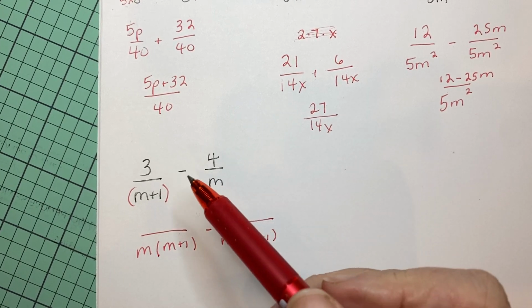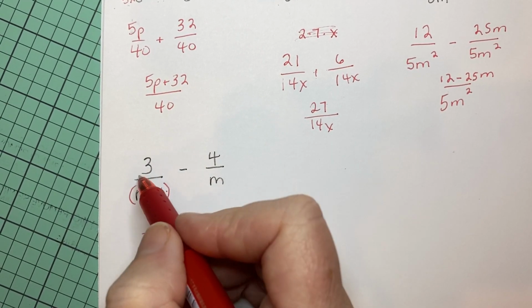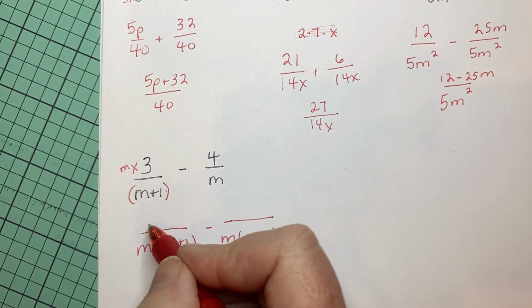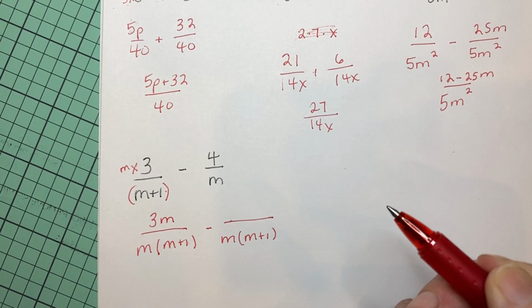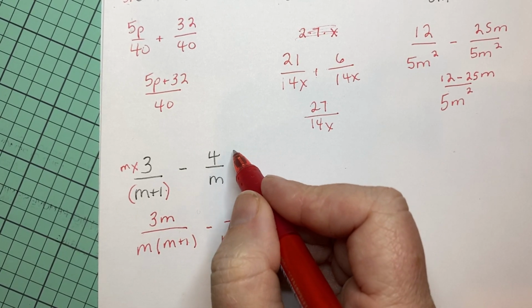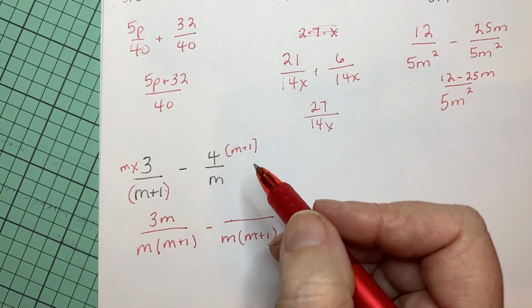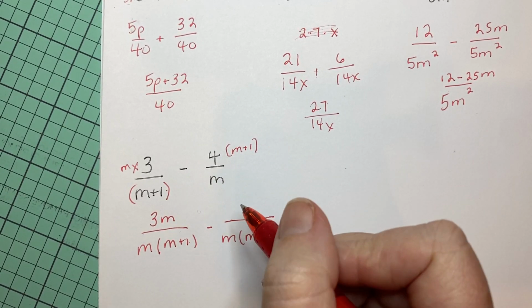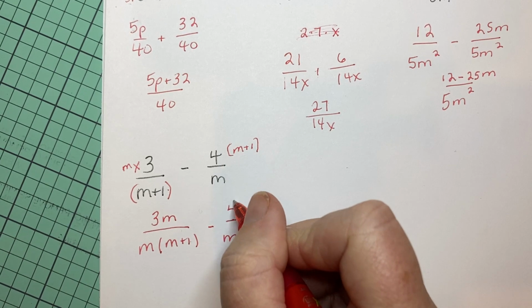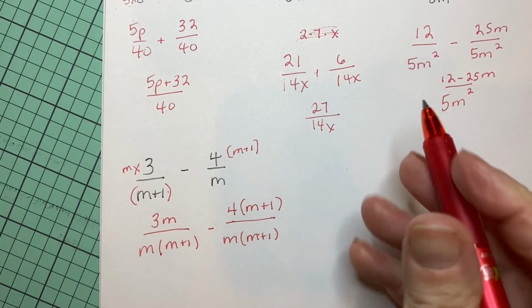And then we're going to compare. To get from here to here, do you see we're missing the m? So I have to multiply the top by that m. So the top becomes a 3m. To get from here to here, I'm missing that m plus 1. So I need to multiply the top by m plus 1. You can do this in one step, but I'm going to show an extra step here. So this 4 times m plus 1 comes down.